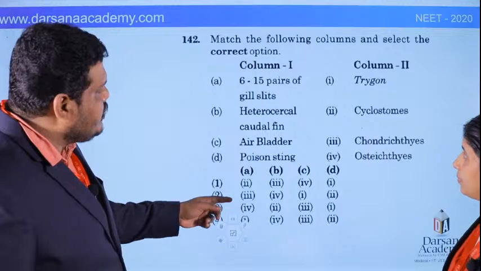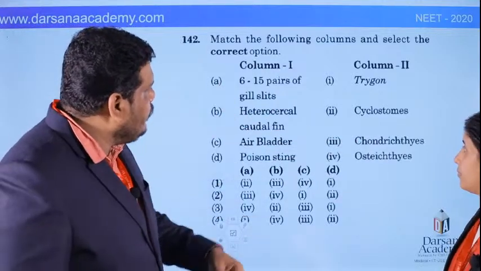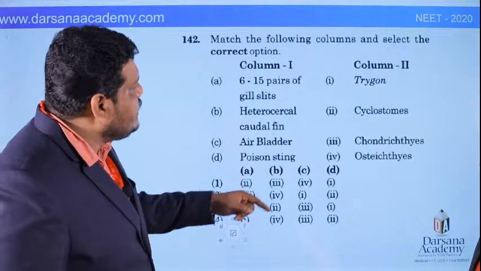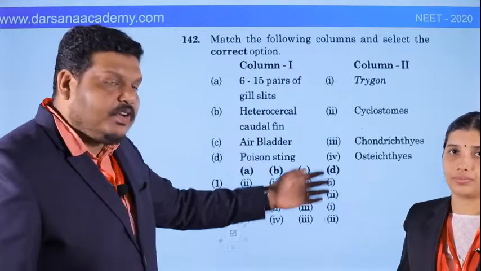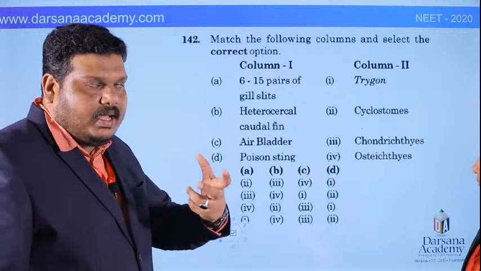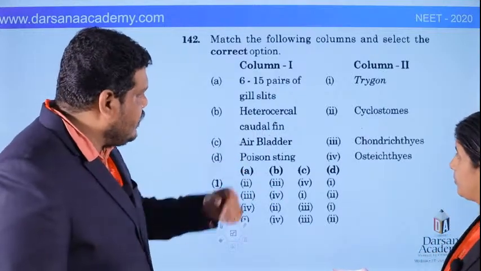16 to 15 pairs of gills are present in cyclostomes. Okay, A with 2. Heterocercal caudal fin means chondrichthyes. Heterocercal caudal fin for the chondrichthyes. Uneven tail fins are there. That is a heterocercal caudal fin.